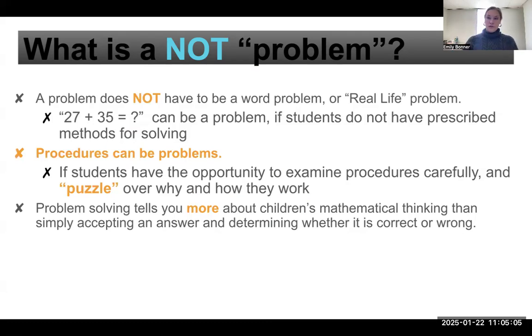Procedures can also be problems. So if you show them the 2-digit by 2-digit algorithm on the board where you line everything up and you start with the ones and regroup and so on, and you help them think through, okay, now why am I doing this? What am I doing? That can become the problem, which is an interesting way to approach teaching algorithms. Teaching in this way through problem solving tells you much more about the student's mathematical thinking than just a yes or no problem that you're checking for correctness. So we're more interested in how they're thinking about the problem, not just what they're doing at the end.